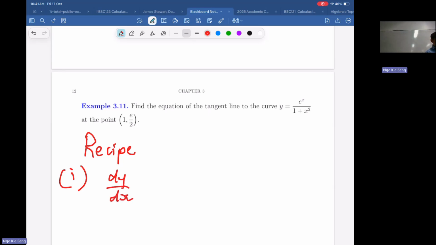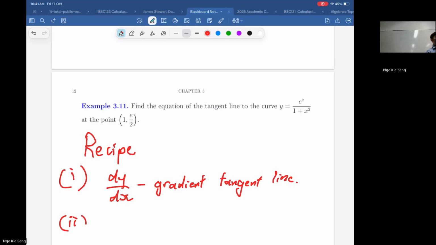Okay, so find the gradient. So these are the gradient for the tangent line, right? So you can see why we place this question in this section, because when you want to find dy/dx, this is involving a quotient. So you can use the quotient rule. Okay, and then you want to find the gradient of the tangent line.